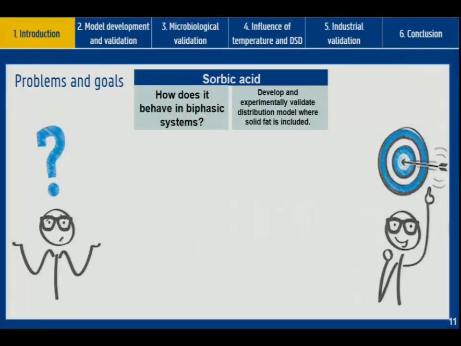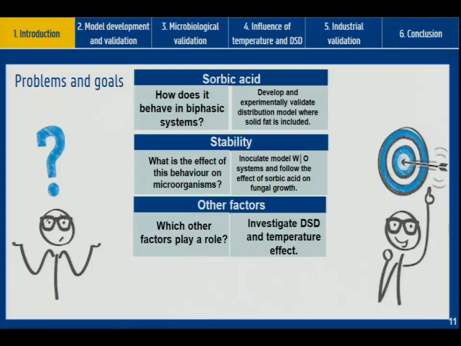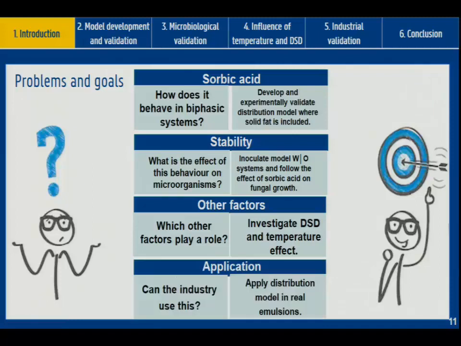The second question was, what about the microbial stability? So what is the effect of this sorbic acid behavior on microorganisms? How would we do that? We would inoculate model water in oil systems and follow the effect of sorbic acid on fungal growth. Then the third question was, which other factors might play a role? So we investigated DSD, droplet size distribution, and temperature effect. And lastly, the holy grail of all applied sciences, can the industry use this? So we wanted to apply it in real emulsions.